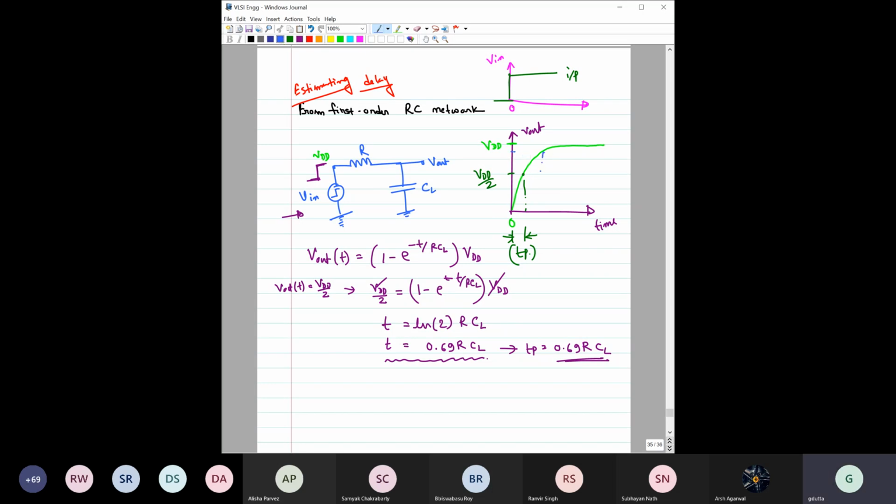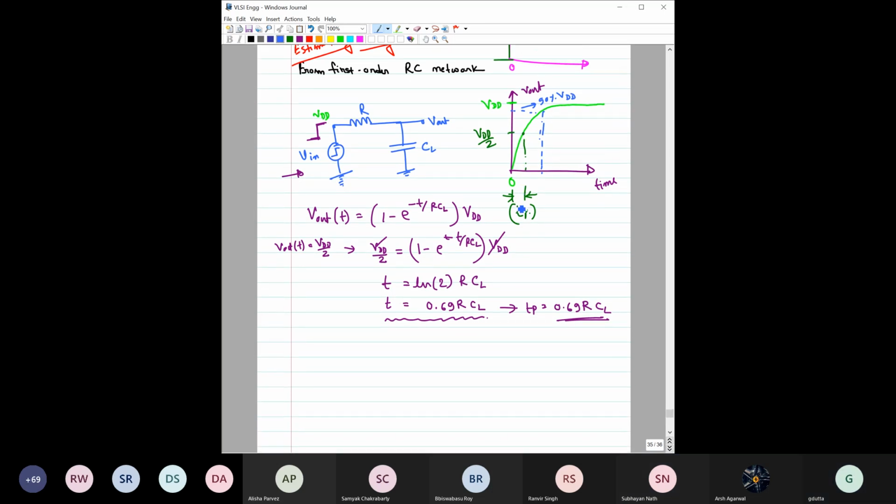Can you tell me, if I want to find the time when the output reaches 90% of VDD, what would be that time? Let me very quickly, we don't have much time now. To reach 90% of VDD. Just simple calculation. Tell me.